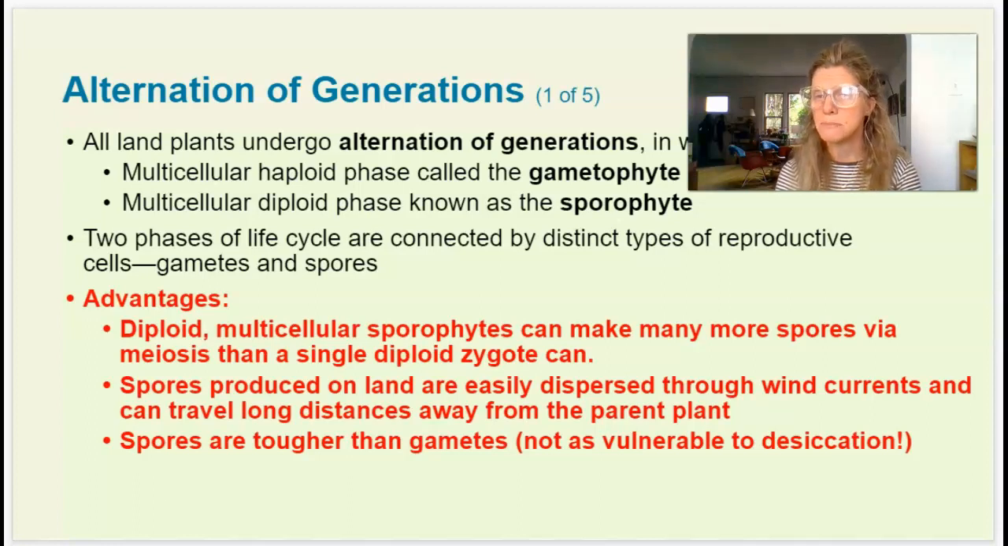And bet hedging just means if I get my spores into all these different environments, I have a better chance of them surviving. Spores are also tougher than gametes, and so they're not vulnerable to desiccation. And desiccation means drying out. And so if you think about early life on land, that might have been a major thing that you needed to protect yourself from.